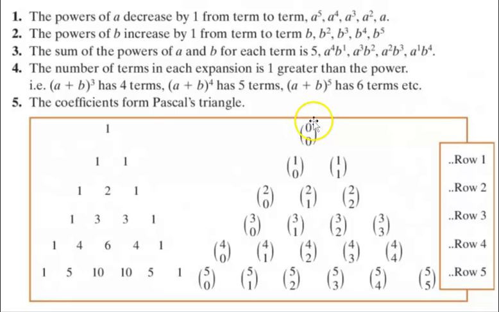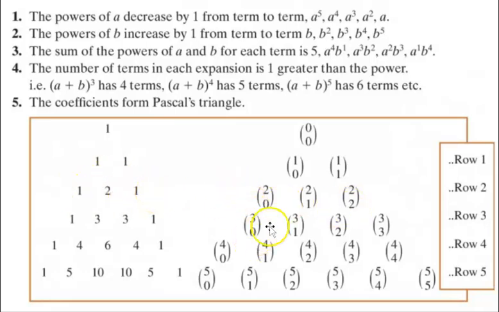Over on the right here, we have 0 choose 0, so that gives us 1. And then we have 1 choose 0 and 1 choose 1. That gives us 1 and 1. We have 2 choose 0, 2 choose 1, and 2 choose 2, which gives us 1, 2, and 1.